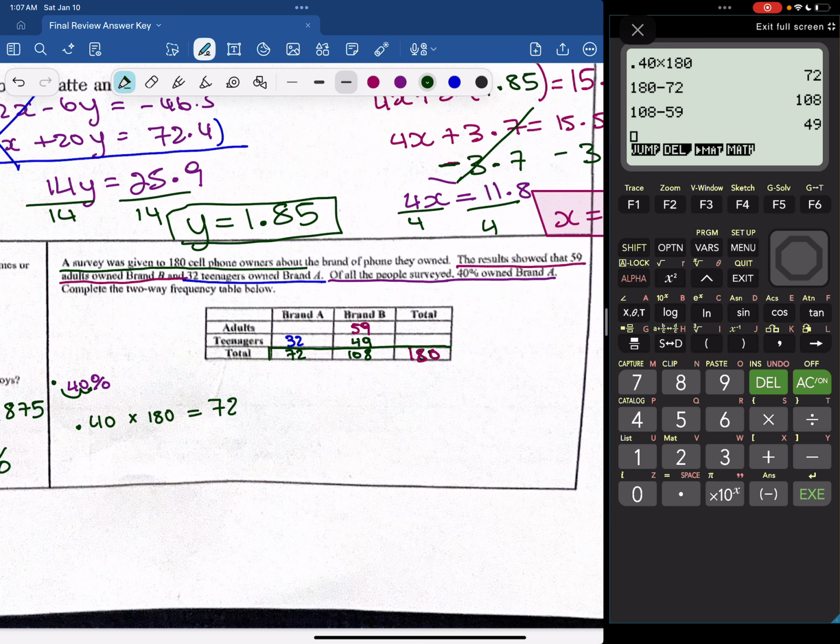And now to find the total for the teenagers, you just add across. So 32 plus 49, which is 81. So there is a total of 81 teenagers. And if we're finding the number of adults in brand A, you will take the total 72 minus the 32 teenagers, and you're going to get 40. And then lastly, to find the total adults, you would just add the 40 plus 59, which would be 99.